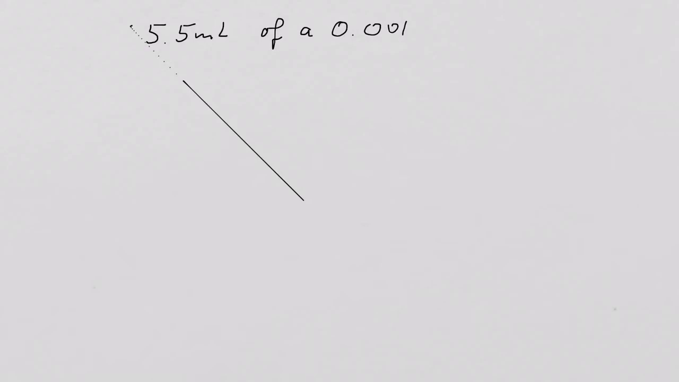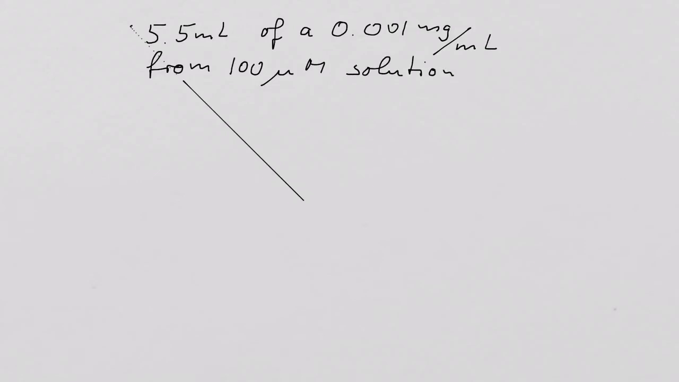Okay, so 5.5 milliliter of 0.001 milligram per milliliter from 100 micromolar solution. So what we can do actually is we can use the C1V1 equals C2V2 equation, and we can say that here is our stock solution part, and that is our working solution part.